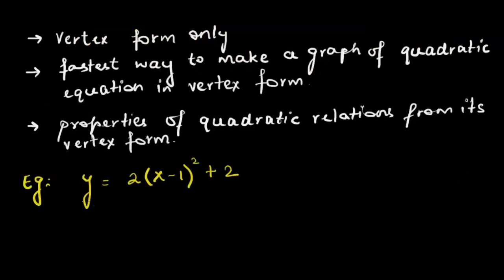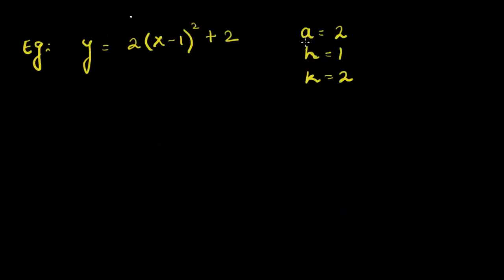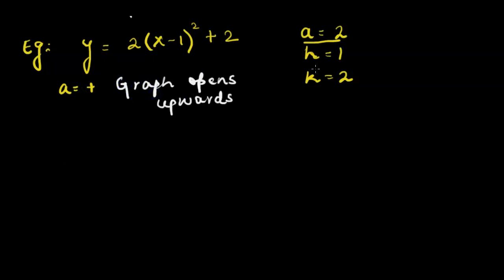Let's say we are given the question y = 2(x - 1)² + 2. The first thing we have to do is write down the a, h, and k from the given equation. We have a as 2, h as 1, and k as 2. So the first important property we can get is from the sign of a. In this question, a is positive. Therefore, this graph is going to open upwards.